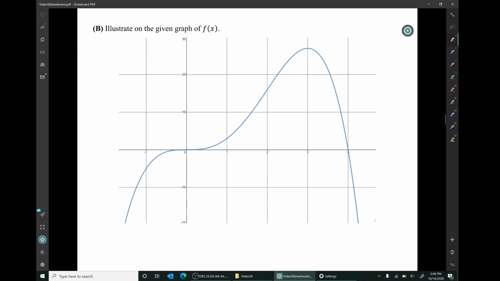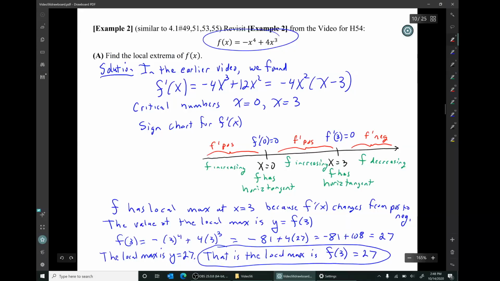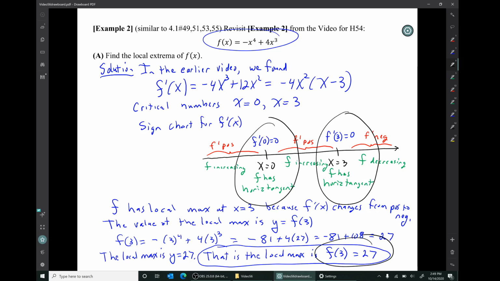We're supposed to illustrate this on the given graph of f of x. Well, look what we found on the sign chart. At x equals 0, there is a horizontal tangent, but not a local max. At x equals 3, there is a horizontal tangent that is a local max, and we know the x, y coordinates of that local max. So let's put all this stuff on the graph, both of those things.